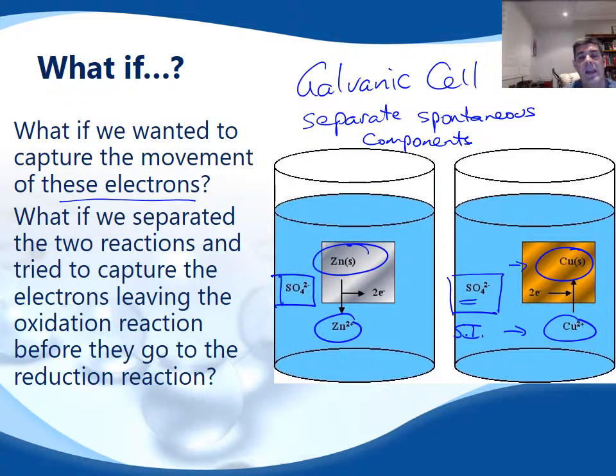When we separate the two reactions like this, we can actually capture the electrons that are leaving one of these half cells and monitor what happens as they move to the other one.